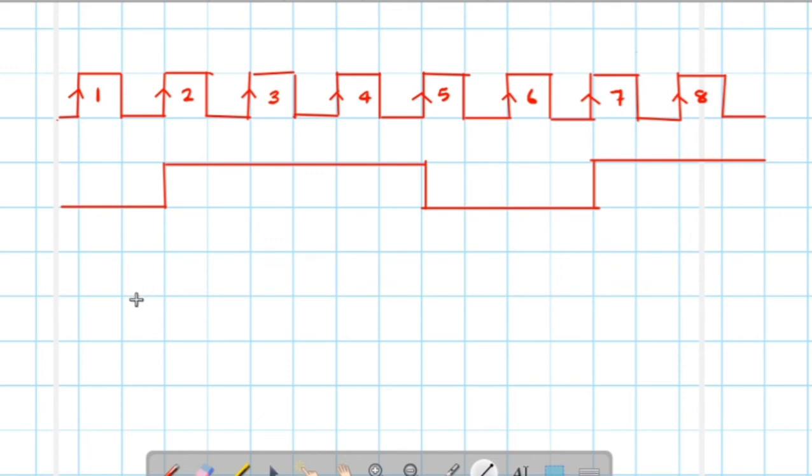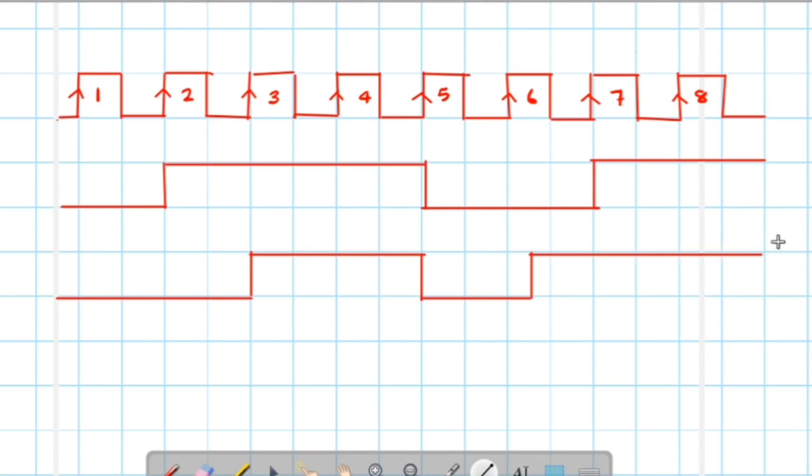Then K input is initially 0, then 1, okay, then again goes to 0, then again goes to 1, okay. So this is the clock input and J and K inputs. Next we can draw the output Q.